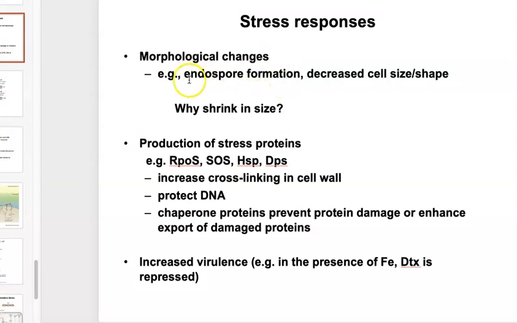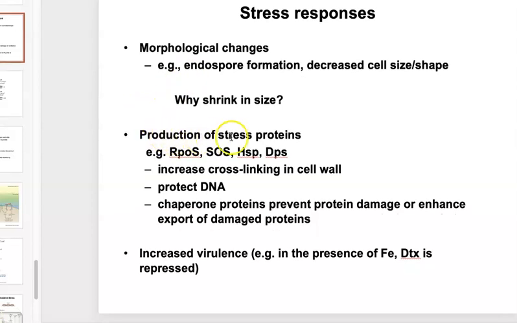And obviously endospore formation is big because the spores are extremely resistant to environmental insult, and so they can therefore persist if they happen to be spore formers, which not a lot of organisms can do, primarily a few types of gram-positive rod. And obviously there's a lot of production of stress proteins, RpoS and SOS proteins, which I'll talk about, and heat shock proteins and DNA binding proteins. And so these things will conspire to help the cell out.